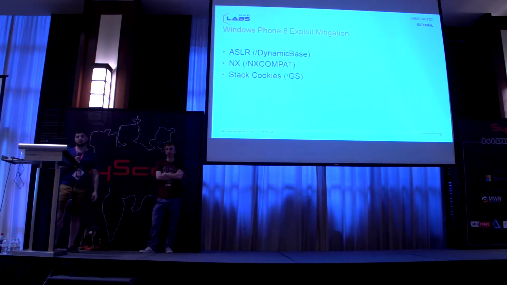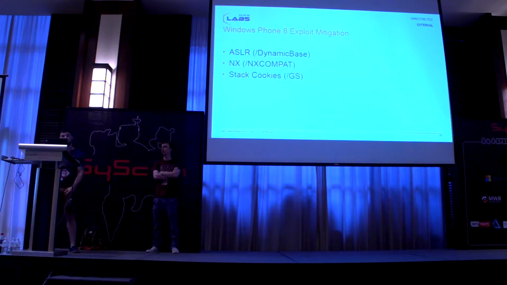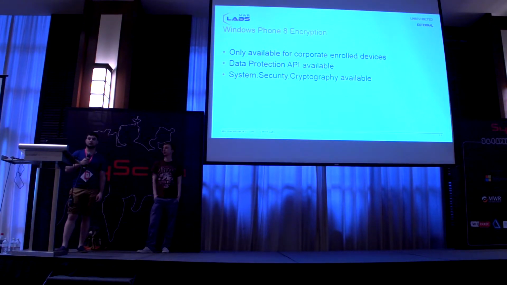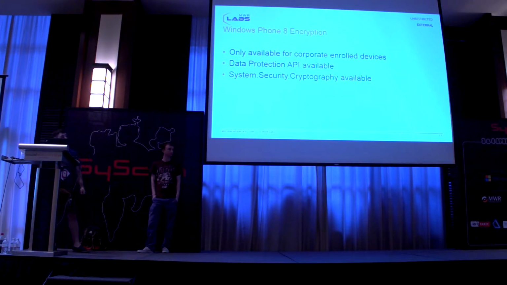Obviously, with it being a mature platform, you've got your standard exploit mitigation protections that you'd expect to see on all of the other platforms, like ASLR, NX, and stack cookies. As far as encryption goes, it does support full device encryption, but for some reason it's not available for personal use. So if, say, you've got a personal Windows Phone 8 device, there's no UI option. There's no way to access in the UI to enable full device encryption, and it can only be enabled when you enroll the device into a corporate environment.